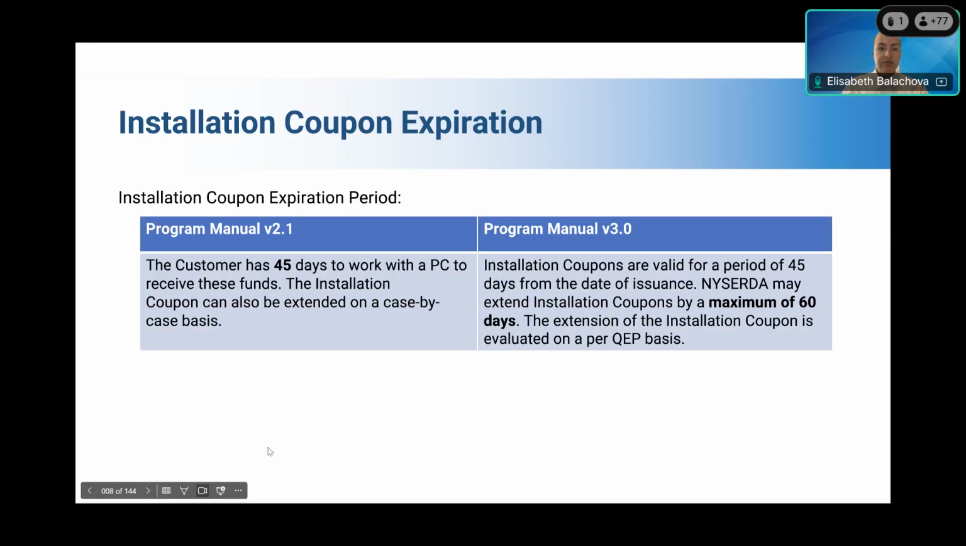There are also some changes to the expiration dates. Previously, the customer had roughly 45 days to work with a participating contractor, and then installation coupons were extended on a case-by-case basis. Pretty much all of that stays the same. The only thing that is different is that when the coupons are extended, it's only by a maximum of 60 days. That's just to ensure that the customer gets all the necessary work they need to install their appliance and can use it as soon as they possibly can. That is the major difference with the installation coupons regarding expiration dates.